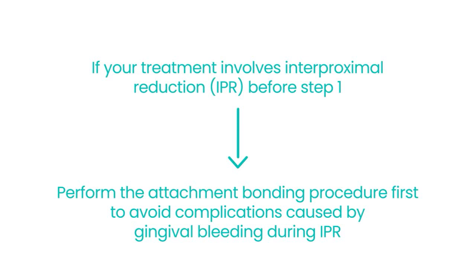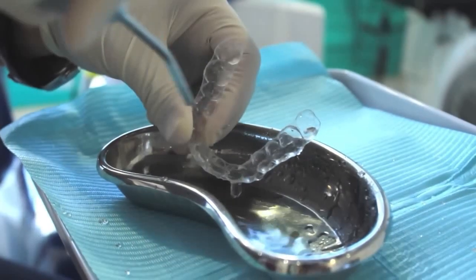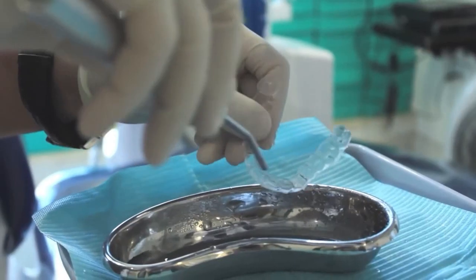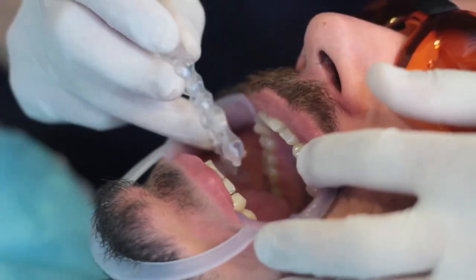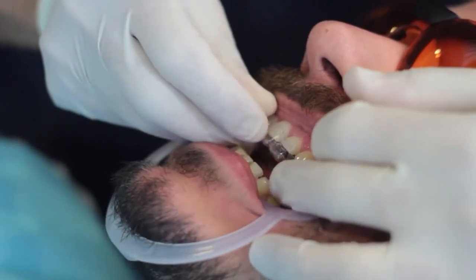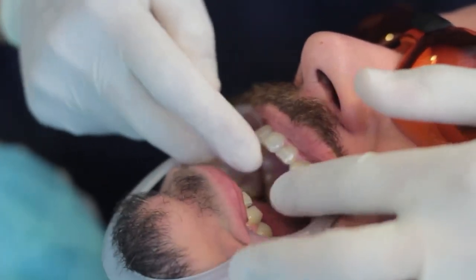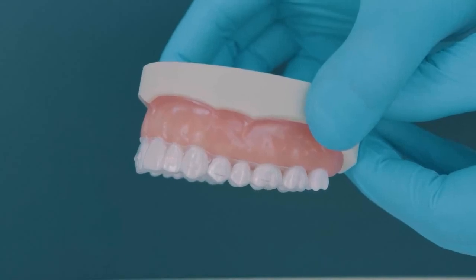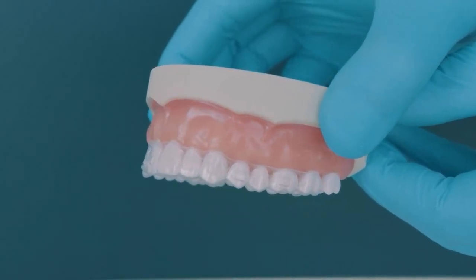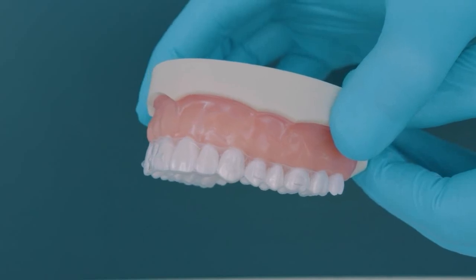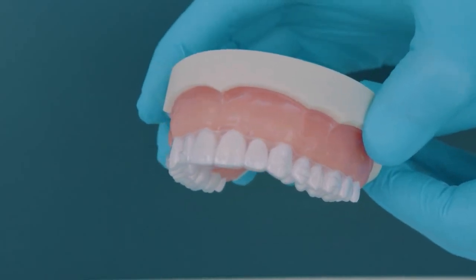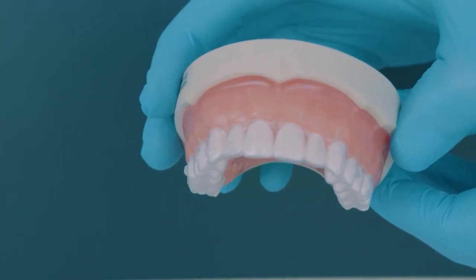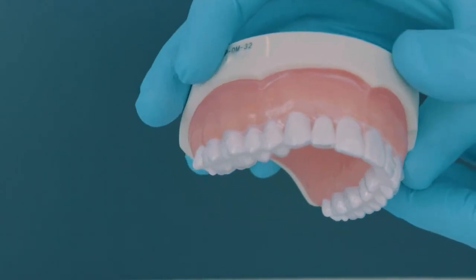Now, let's get started. First, rinse the attachment template with cold water and let it dry. Then, test fit the template on the patient's teeth, ensuring that it covers all the teeth and fits snugly until the last tooth in the arch. Check out T1 here. Notice how the template fits tightly, with no gaps between the incisal edges of the teeth and the template. In this case, we can proceed with the attachment bonding procedure.